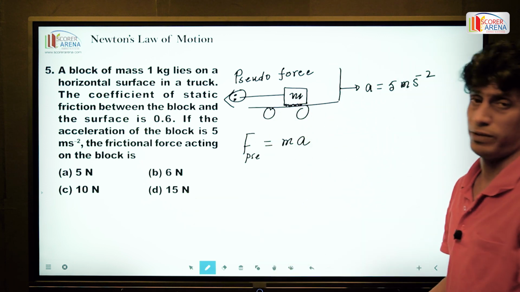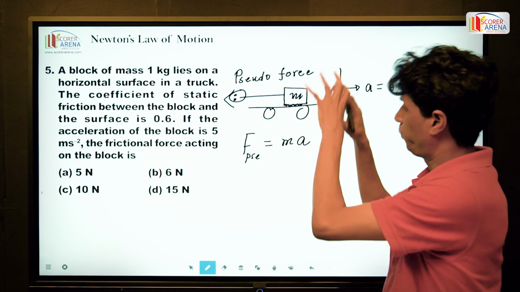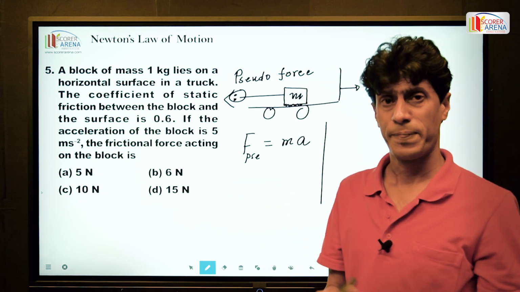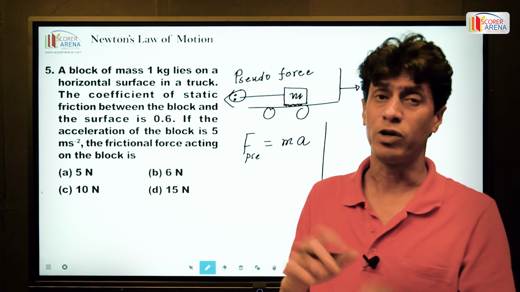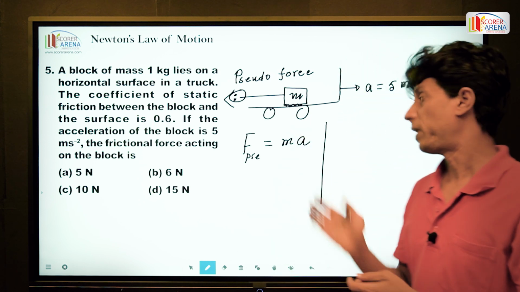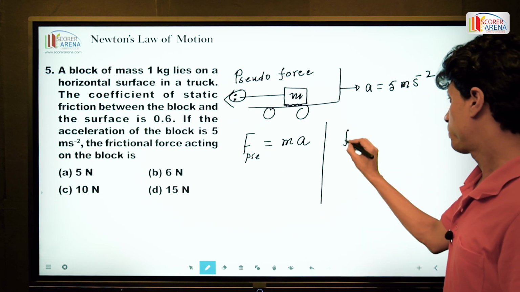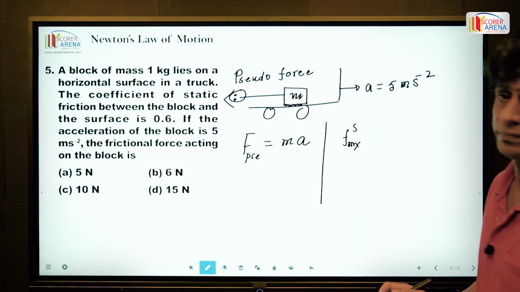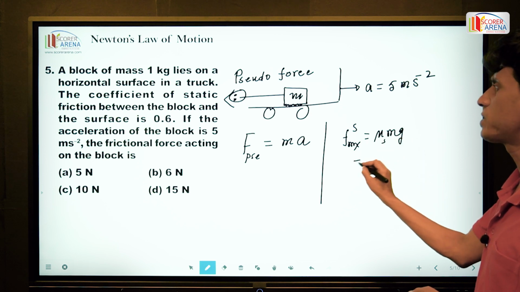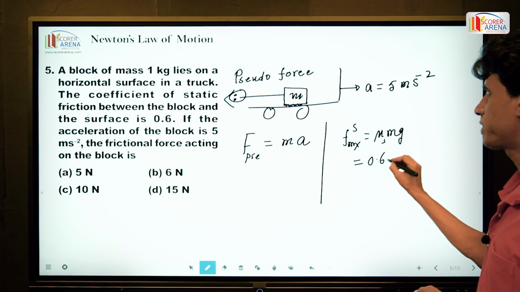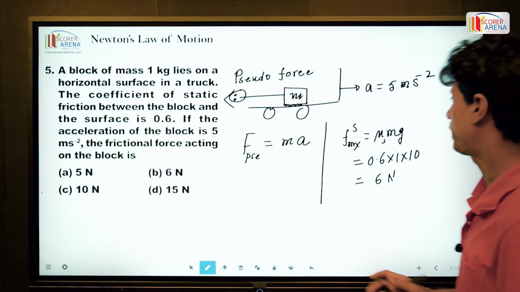But before solving this problem, for any type of problem based on friction, every time you have to check the maximum friction that can be offered by the surface to the body. So let us check the maximum static friction. What is the maximum static friction? It is always mu mg, and mu is given in the problem, 0.6 into 10. So therefore this is 6 Newton. So the maximum static friction is 6 Newton.